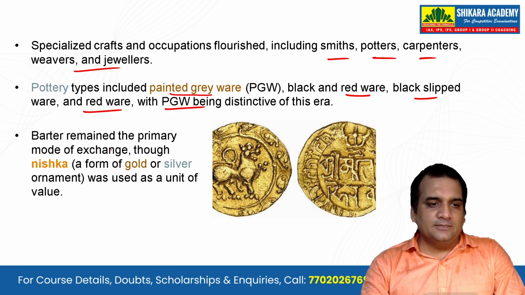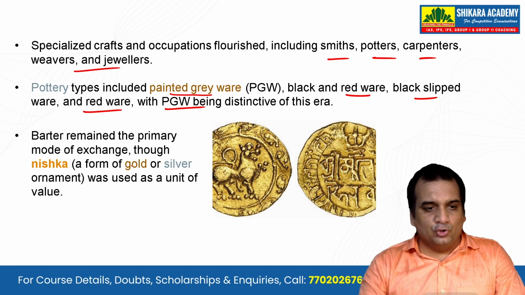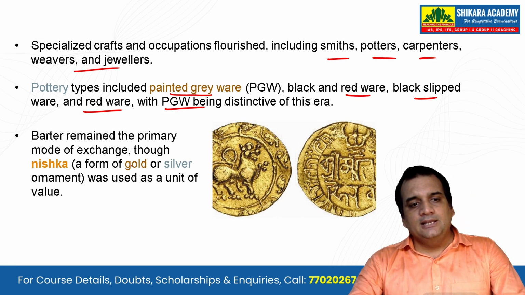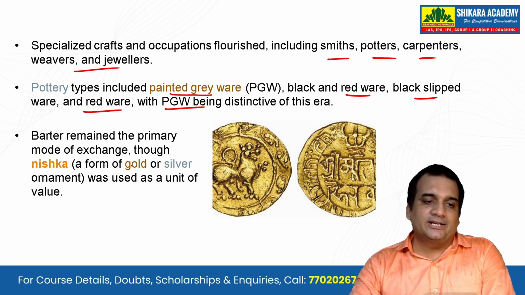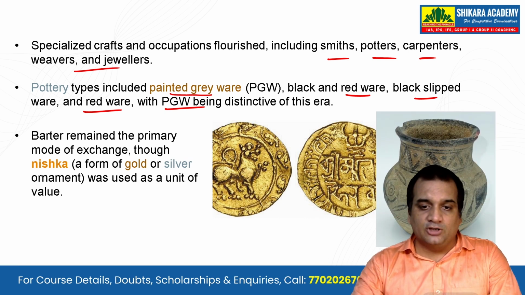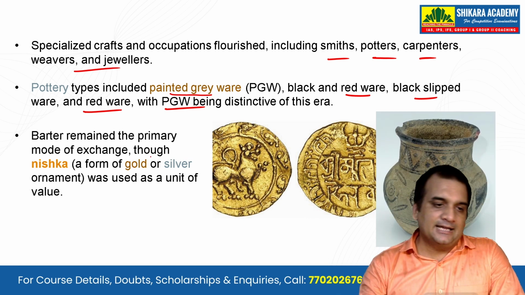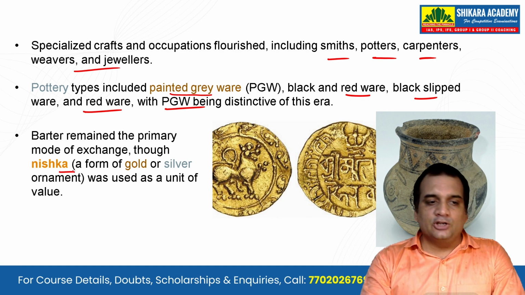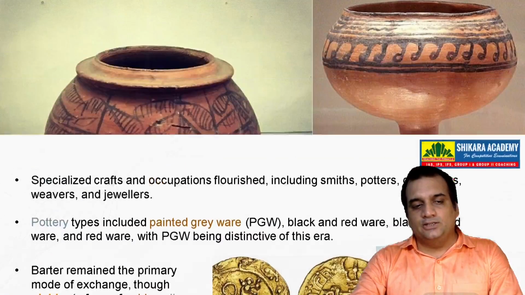Barter remained the primary mode of exchange, though Niska, what was Niska? A form of gold or silver ornament was used as a unit of value. Niska, again guys, a form of gold or silver ornament that was used as a unit of value.